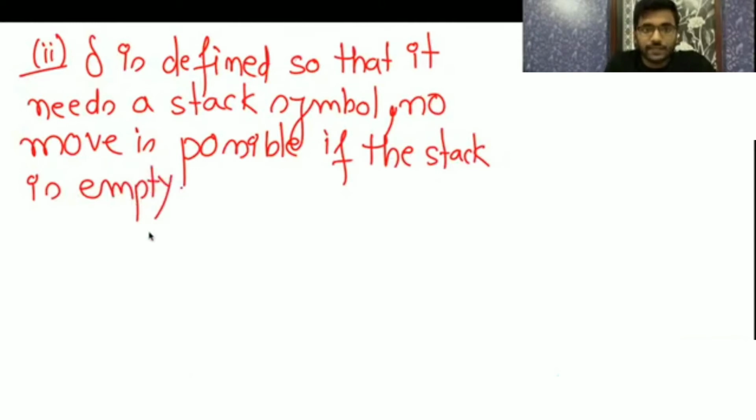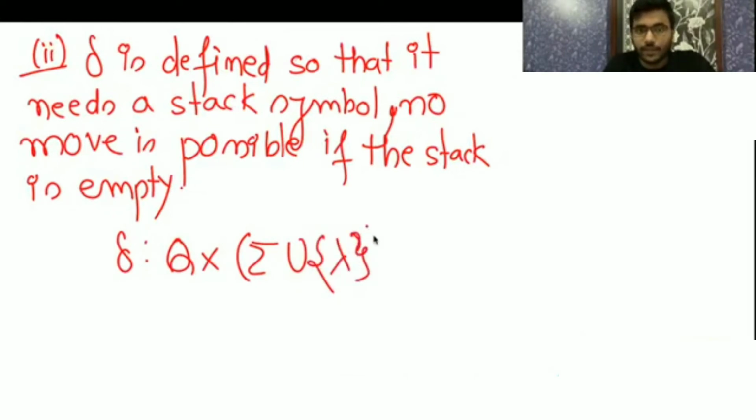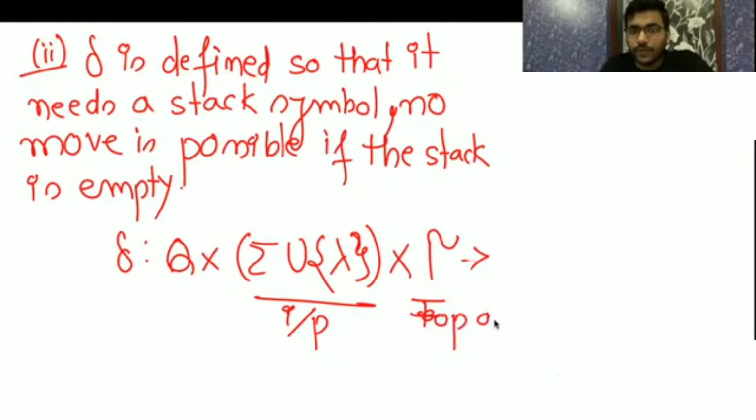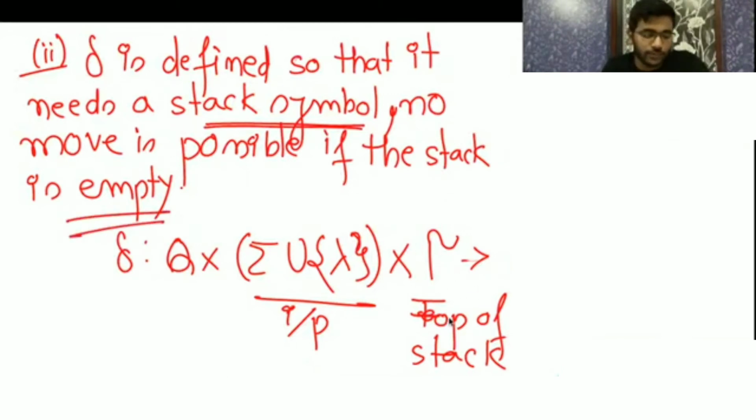Delta is defined in such a way because you know that delta maps Q cross sigma union epsilon cross tau. So we also require an input symbol, and here it is the top of the stack. Delta is defined in such a way that it needs a stack symbol. No move is possible if the stack is empty. This is very important. If the stack is empty, you will not be able to make any move. Are you done with the writing? So now the third point, it's also very important. The transition.